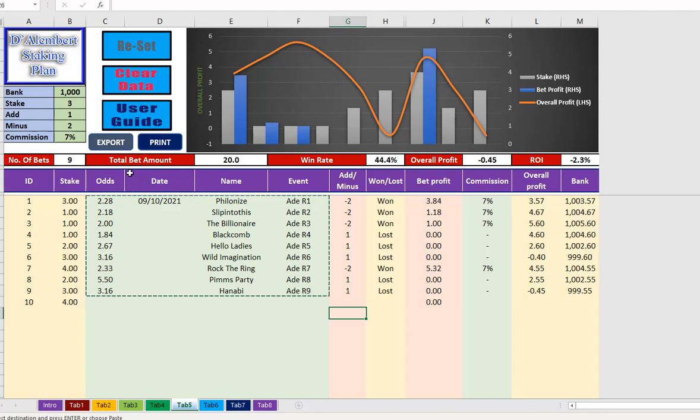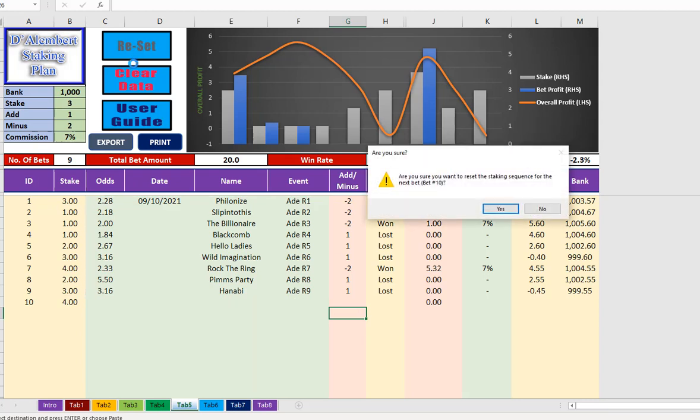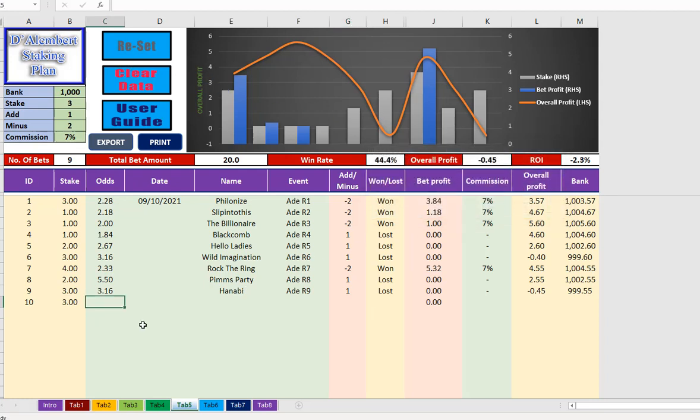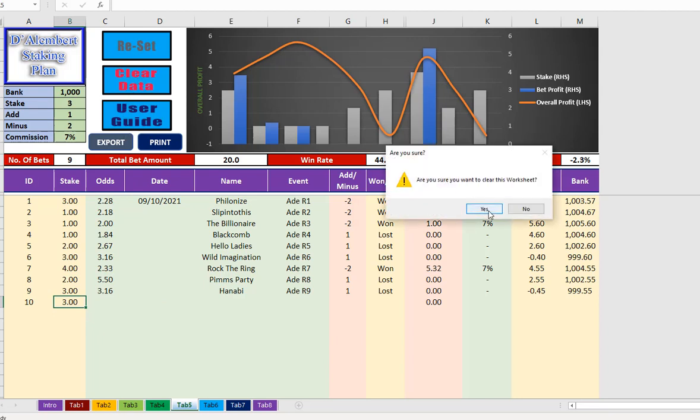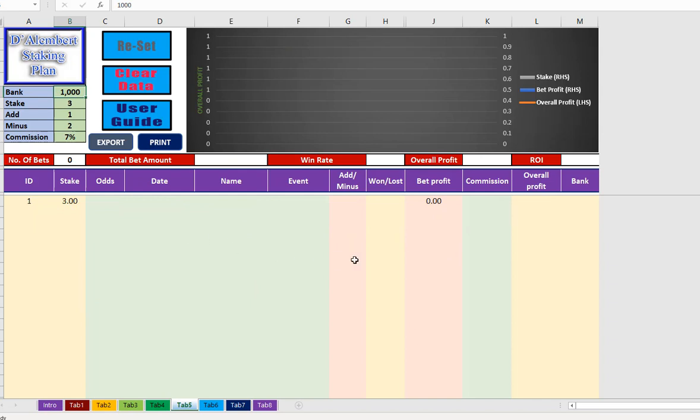What you can do is there's some options here. You can reset. Say if the stakes are getting too high, you can reset. See, at the moment the next stake coming up is 4. If we hit the reset, and we say yes, you'll see that it comes back to our original starting stake up here. So if you had 1 as your starting stake, it would drop back to 1. So that's a reset. Clear data is, if we clear data, that clears all this data here. So we've got no data. We can start fresh. And then we have print.